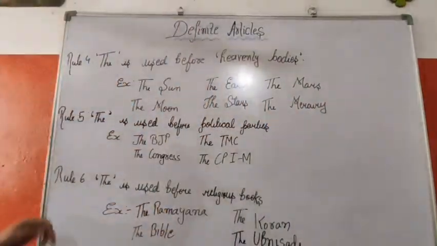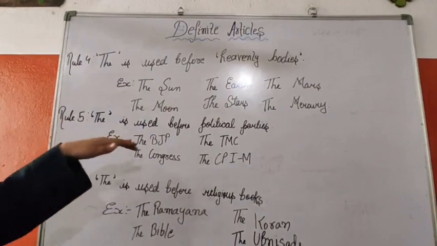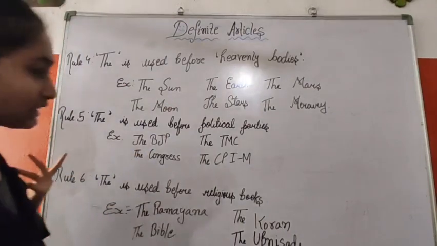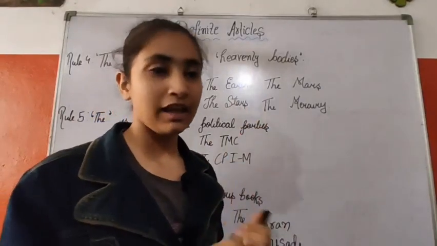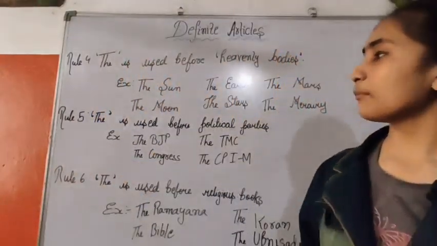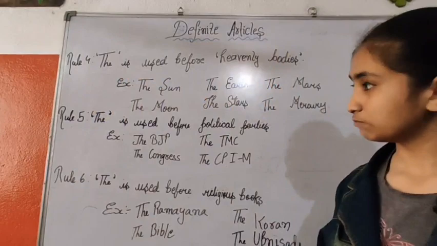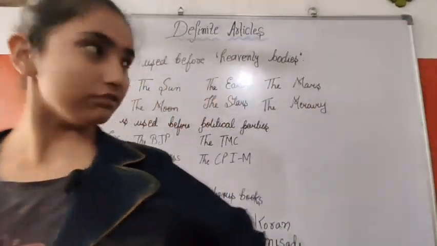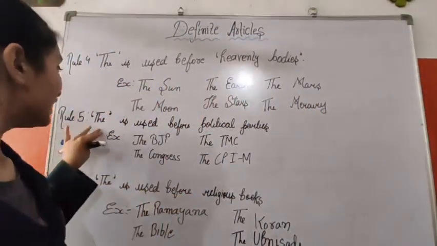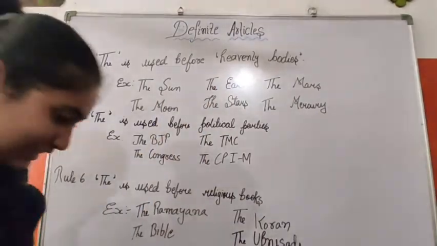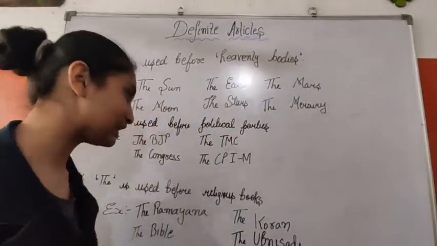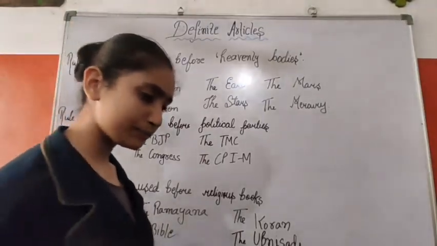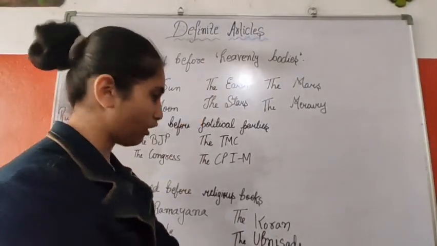Now come to the fifth rule. "The" is used before political parties. Clap for the definite article, guys, because he is also coming into politics. That sounds good. Now come to the point. "The" is used before political parties, like the BJP, the Trinamool Congress, the TMC, the Congress, the CPIM.